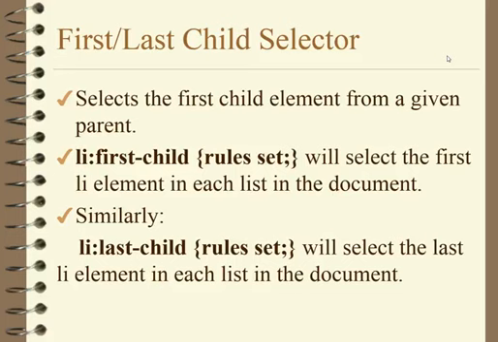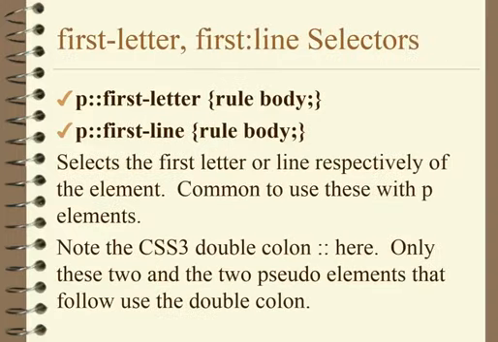So first and last child. Now, that doesn't have to be a list. That could be any other structure that has child elements. It's just common to use this on lists, okay?